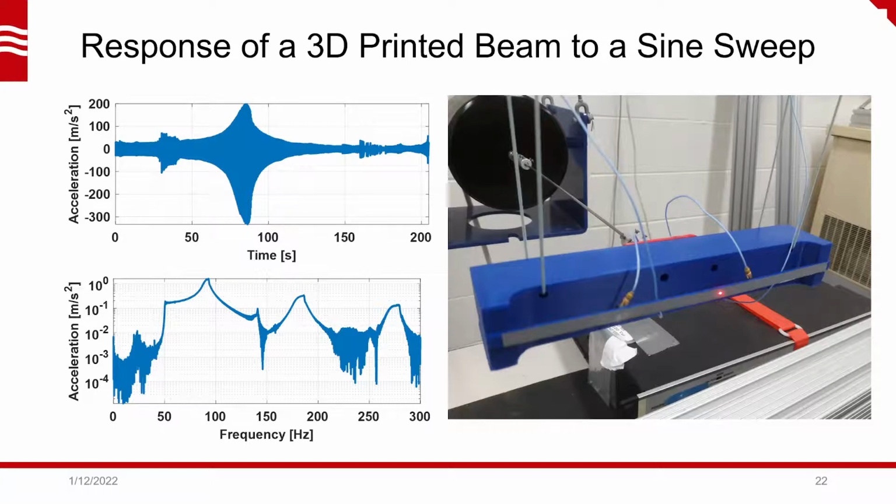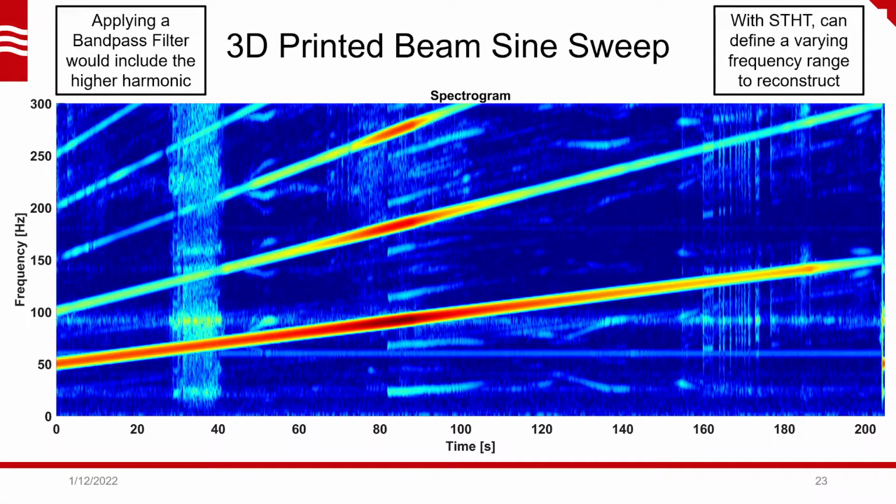The second experimental system is a 3D printed curved beam that was excited by a shaker attached to the base. The shaker supplied a sine sweep from 50 to 150 Hz. In the spectrogram of that recorded signal, we can see how the fundamental component of the response sweeps from 50 to 150 Hz, but also that there are significant harmonics to it as well.